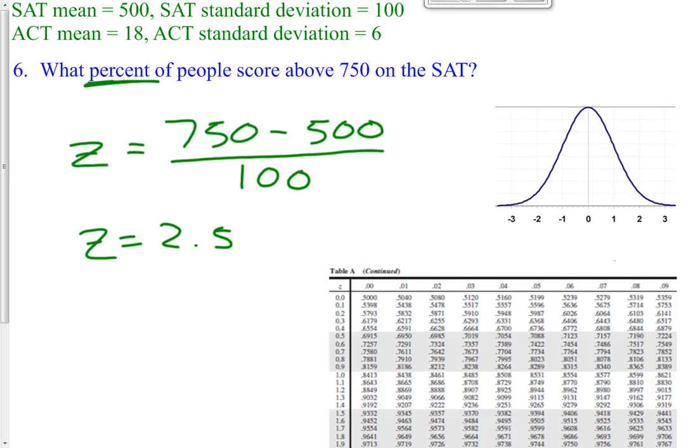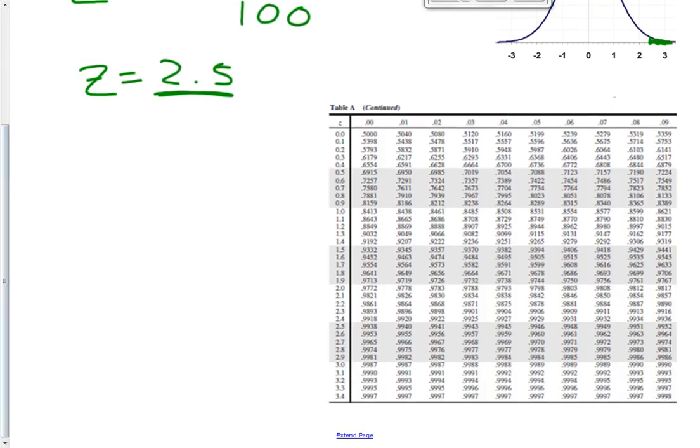So we want to know what percent of people score above a 750 or above a 2.5. So a 2.5 is right here, and I want to know what percent score better than that. Not very many score higher than a 750 on the SAT. Very, very small percent. So if we take a look at the percentile, our table A, 2.50 is right here.